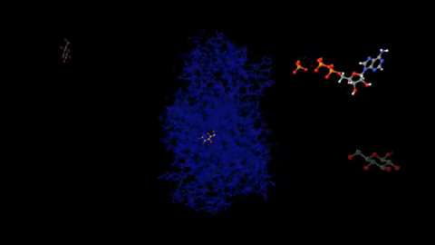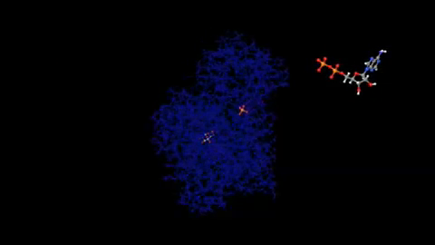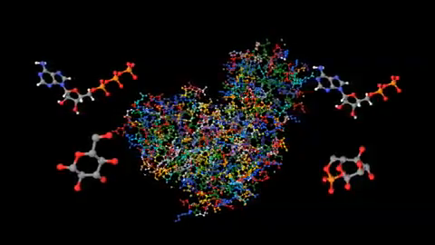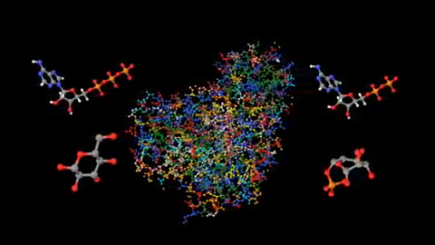It then takes the last phosphate group from an ATP molecule and attaches it to the glucose. Glucose and ATP go in, and glucose 6-phosphate and ADP come out.